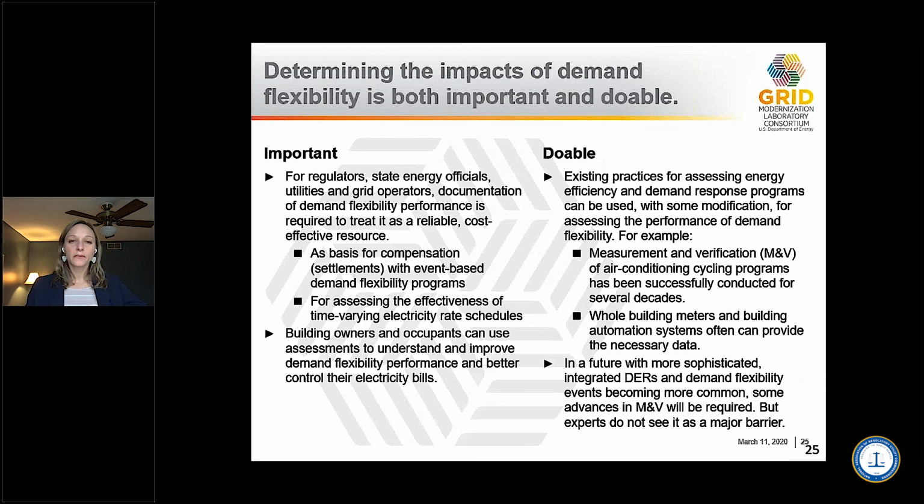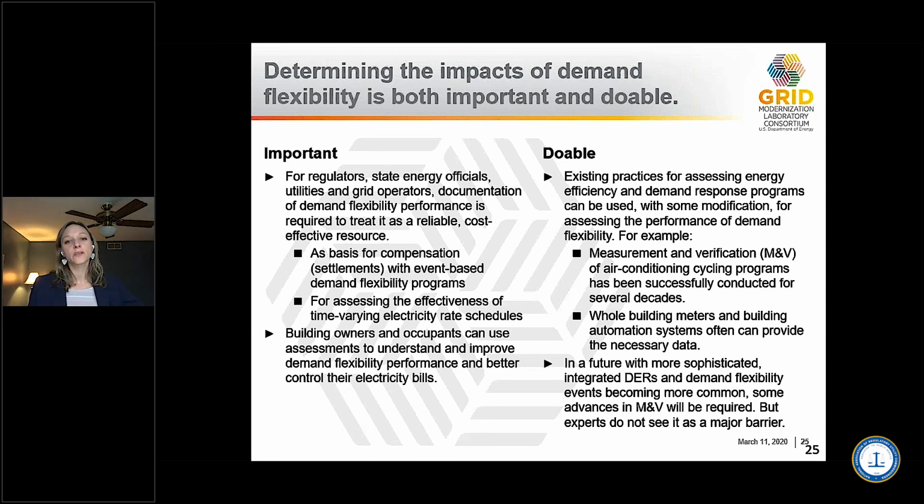Slide 25. So we know that measuring the impacts of demand flexibility and many resources is very important. And fortunately, it's also doable. As I mentioned, knowing the impact of demand flexibility can help regulators and state energy officials, utilities, and grid operators so that they can rely on it as a reliable resource. But it can also help with determining settlements for event-based programs or for assessing the effectiveness of a time-varying rate structure. And building owners and occupants can improve their performance and control if they know what's happening in their building.